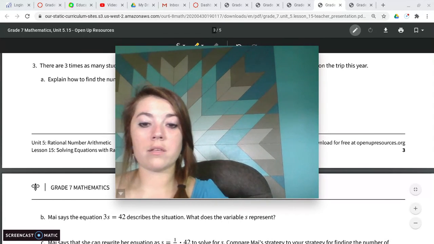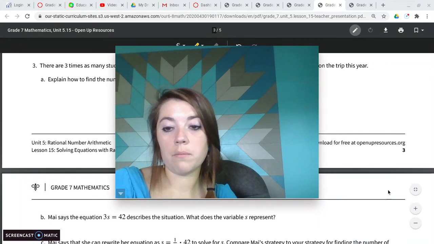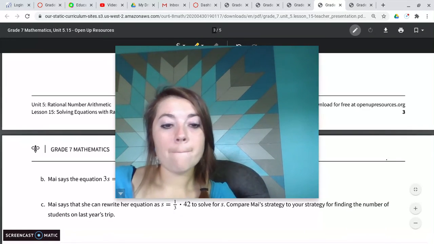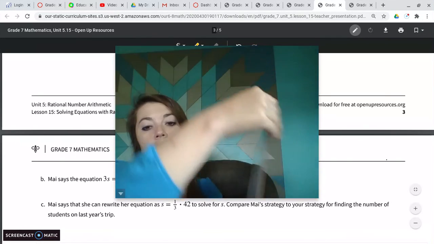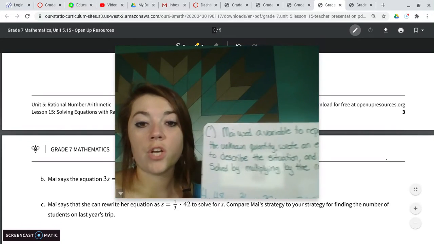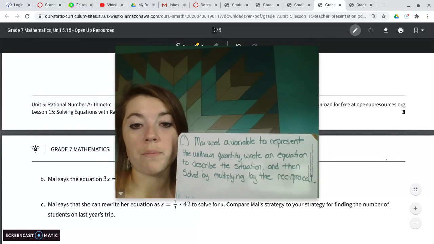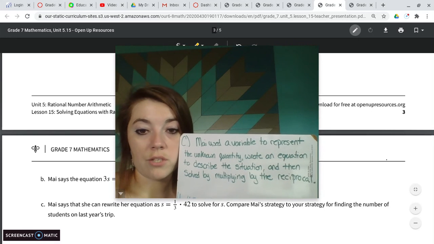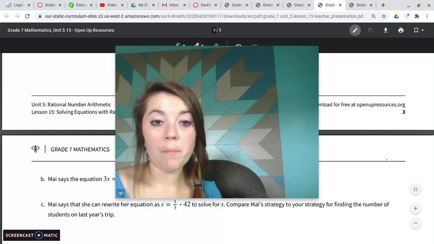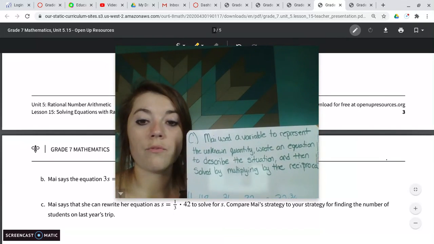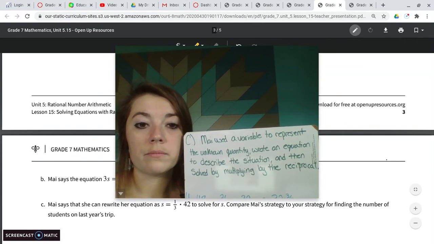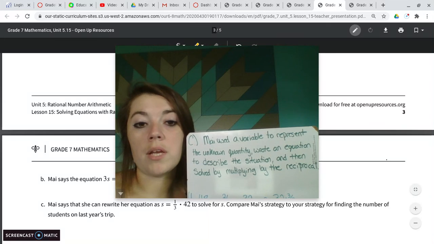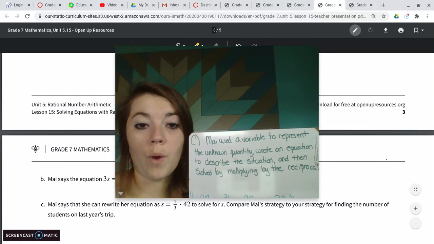All right, our next one here. Let's see if I can make it scroll. Okay, Mai says she can rewrite her equation as S equals 1/3 times 42 to solve for S. Compare Mai's strategy to our strategy. Well, Mai used a variable to represent the unknown quantity and wrote an equation to describe the situation, then solved by multiplying by the reciprocal. Now, in ours, we talked about multiplying by the reciprocal. Let me hold that there a little longer for you. We talked about multiplying by the reciprocal, multiplying by the 1/3, or dividing by 1/3, multiplying by 3, different ways to represent it.